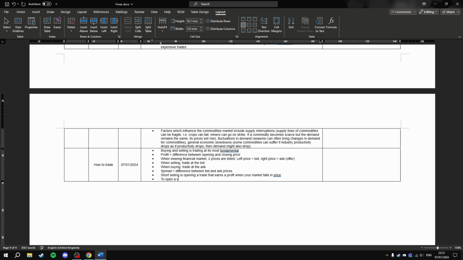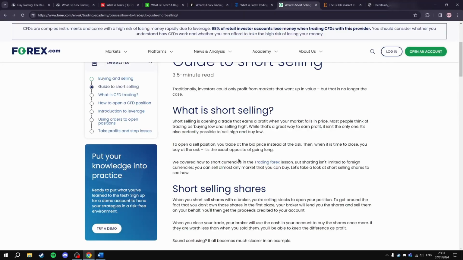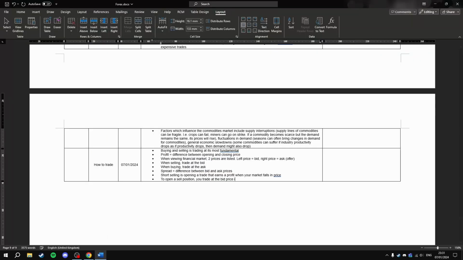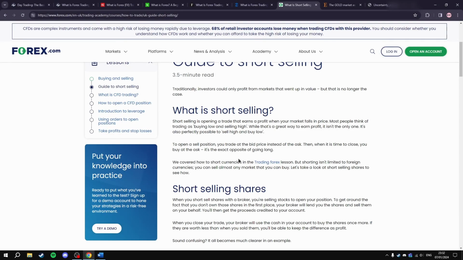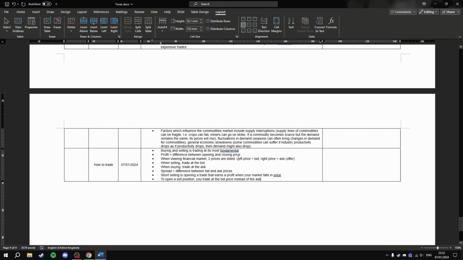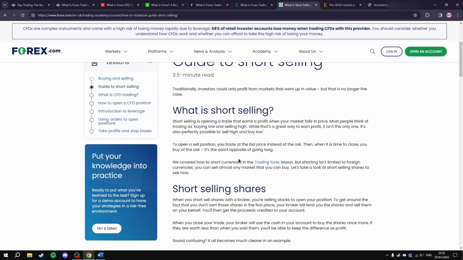To open a sell position, you trade at the bid price instead of the ask. So you're selling instead, which is a sell position, yeah. Then when it's time to close, you buy at the ask. It is exactly the opposite of going long. You buy at the ask.